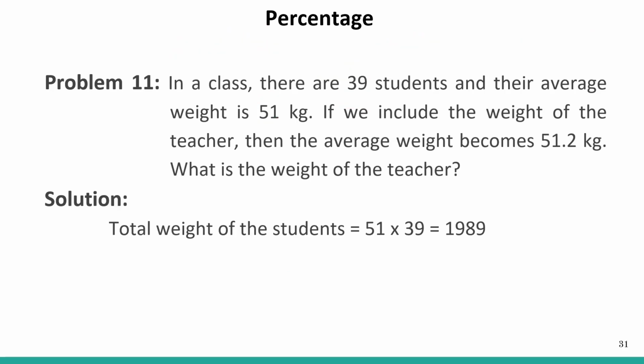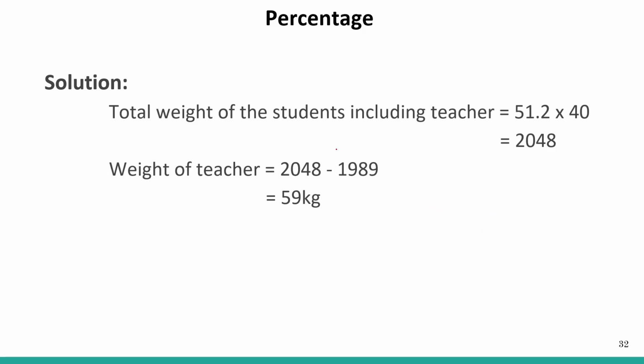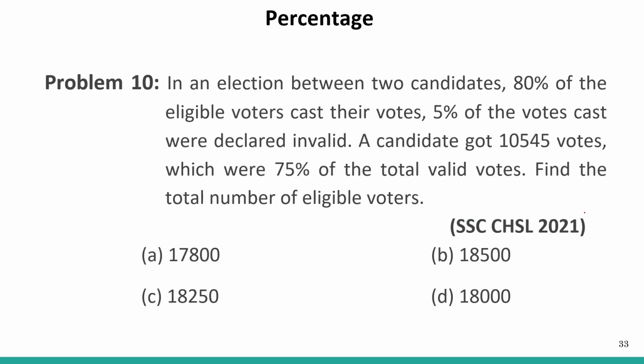Okay, so let's see. So the total weight of the students is 51 into 39. Okay, that is 1989. So total weight of the students including the teacher is 51.2 into 40, that is 2048. Okay, so subtracting the amount previously calculated, what we arrive at is 59 kg. So the weight of the teacher is 59 kg. So let's see problem number 10.